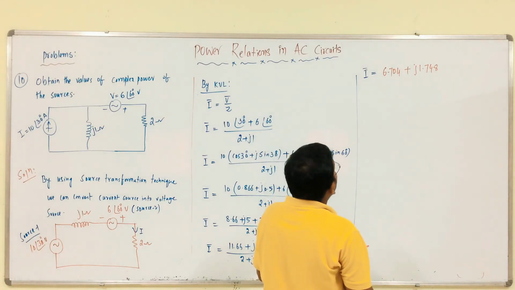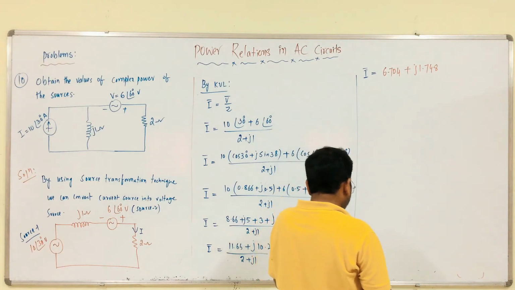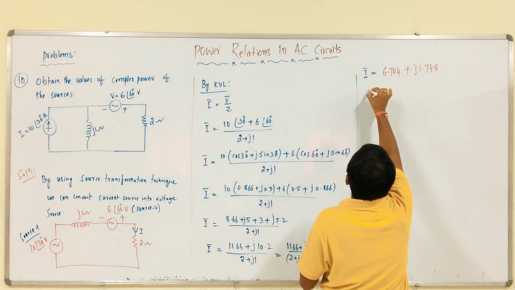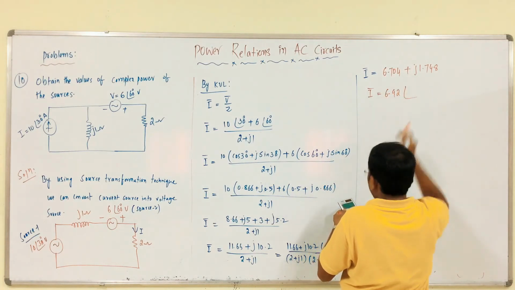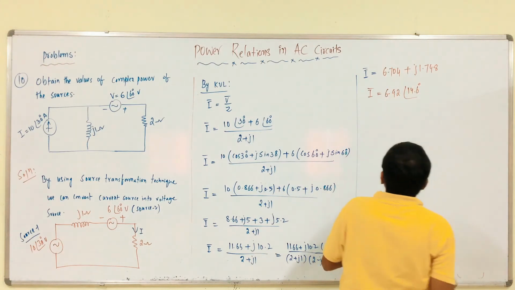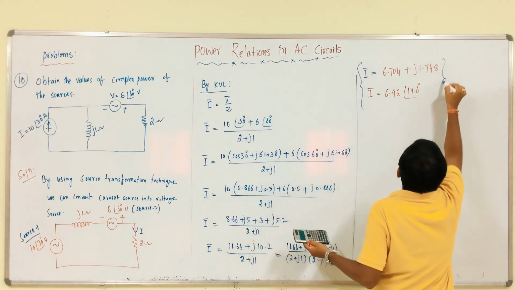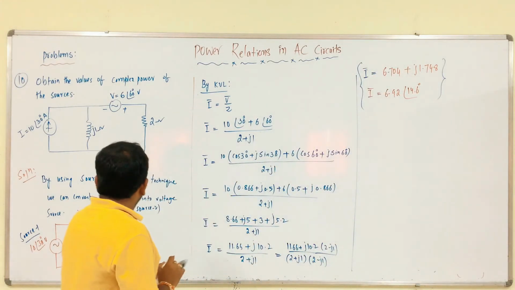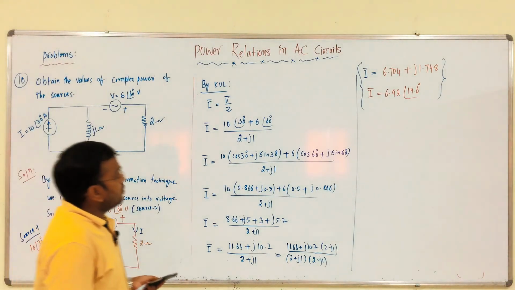Now, we can get the value of current in polar form, from 6.704 and 1.748. We can get I, which is equal to 6.92 at an angle 14.6. This is the current in polar form, right. Now, we have to calculate the complex power of source 1, like that source 2.